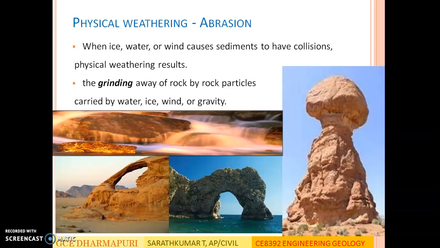In the first figure, abrasion is done by water. In the bottommost figure, the abrasion is done by wind, and the center figure is abrasion done by water again. The last vertical figure is abrasion done by wind. So here, when the natural agents flow around the rock, they carry sediments which cause abrasion in the rocks. Consequently, the rocks are weathered and modified. Here there is contact between the sediments in natural agents and the rock.